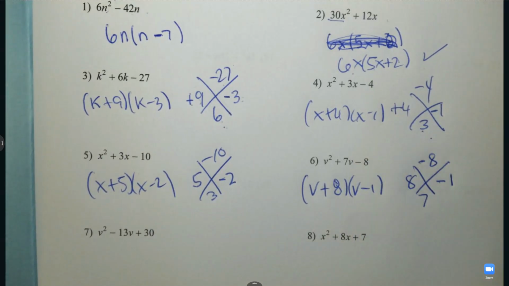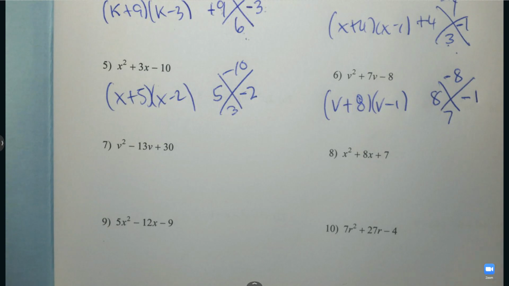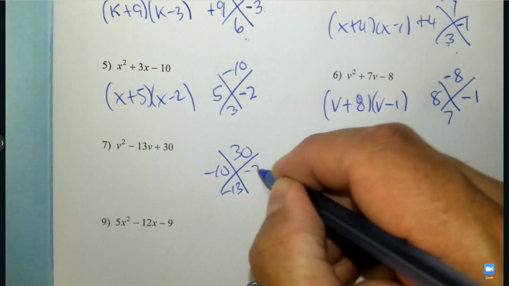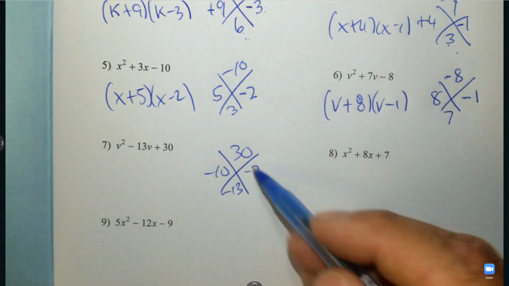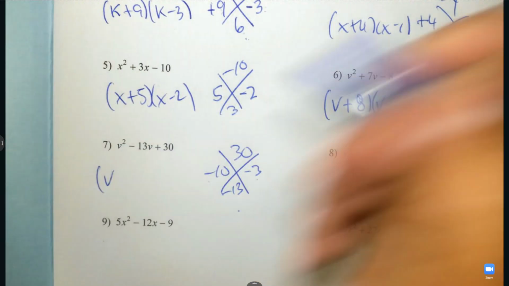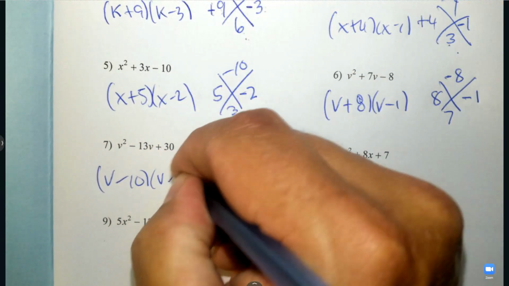And we have a V, which is fine. Any letter could be used in the alphabet. 30 and negative 13. Be careful for this one. So it's negative 10 and negative 3. So a negative times a negative is positive, and they add up to negative 13. So we have V minus 10 and V minus 3.